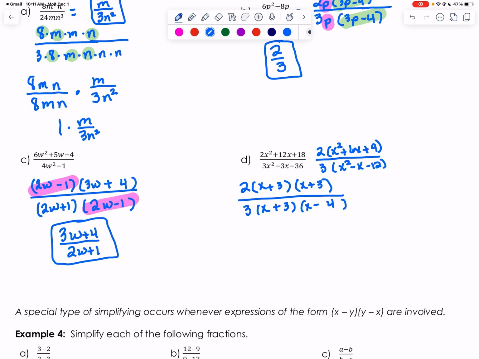Now, what I want you to do is look for a common factor that would divide to equal 1. Hopefully you noticed that we had this and this. That's the only thing I'm seeing that will divide out or cancel out to equal 1. So whatever's left over, whatever's remaining is your final answer. So 2 parentheses, x plus 3 is all that's left on top. And on the bottom, all that's left is 3 parentheses, x minus 4.